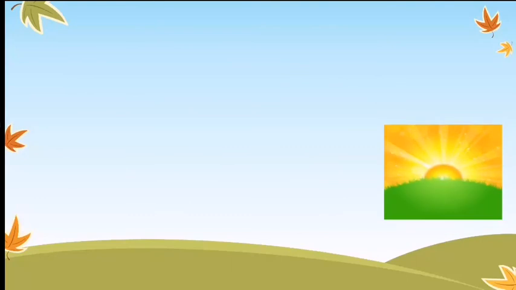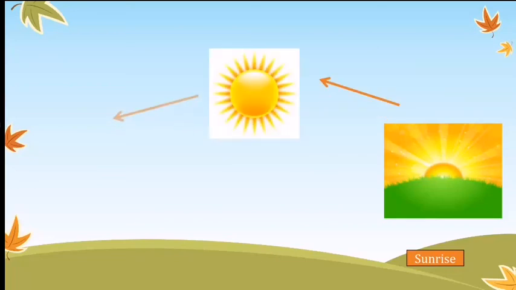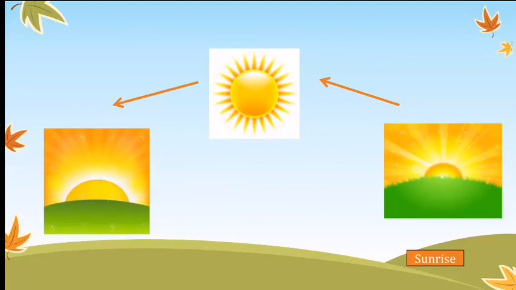Do you know, students, where the sun rises? If anybody can tell me? Yes, the sun rises in the east and the sun sets in the west. The sun always rises in the east and sets in the west. If you know the direction of sunrise, you can easily tell the other three directions.